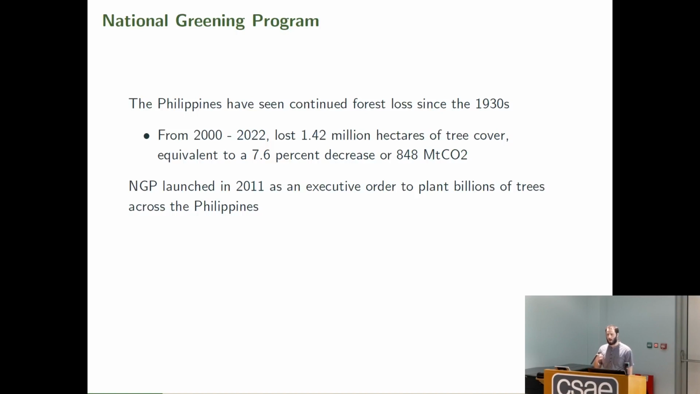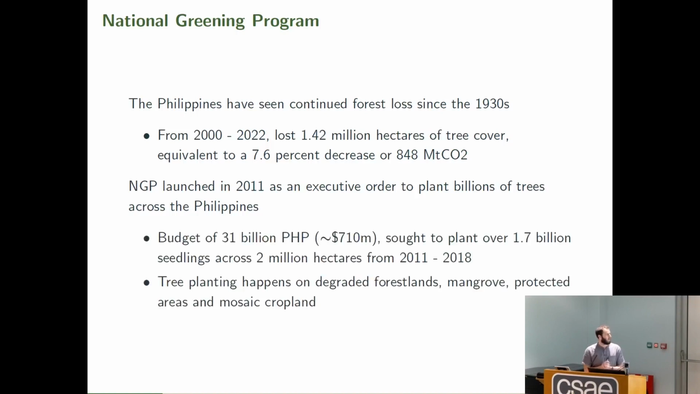So in 2011, an executive order was launched by the Aquino administration to plant billions of trees across the Philippines. It had an initial budget of around $710 million to plant 1.7 billion seedlings across 2 million hectares. The main places where this happens are degraded forest lands. There are also mangrove plantations.